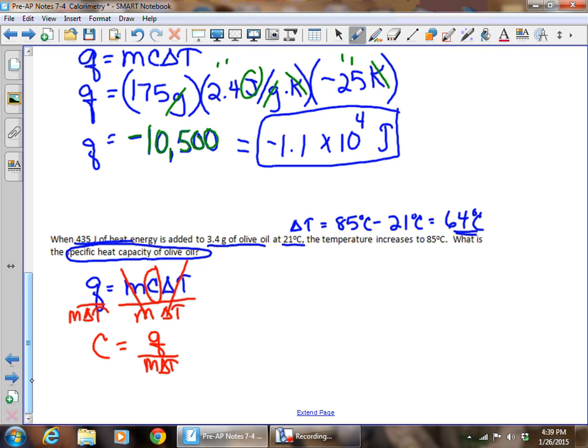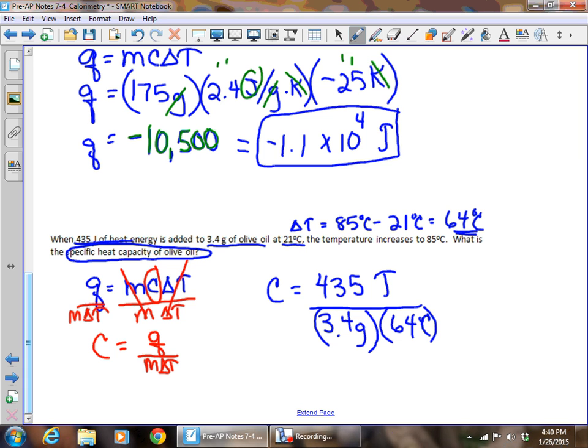So C then is going to be our Q value, which is 435 joules, divided by our mass value, which is 3.4 grams, and our delta T value, which we said was 64 degrees Celsius. And when we solve for this, we get that C. Now, when you put this in your calculator, make sure you put it in correctly. It's 435 divided by 3.4 divided by 64. They're both on the bottom, so you make sure you divide by both of them.